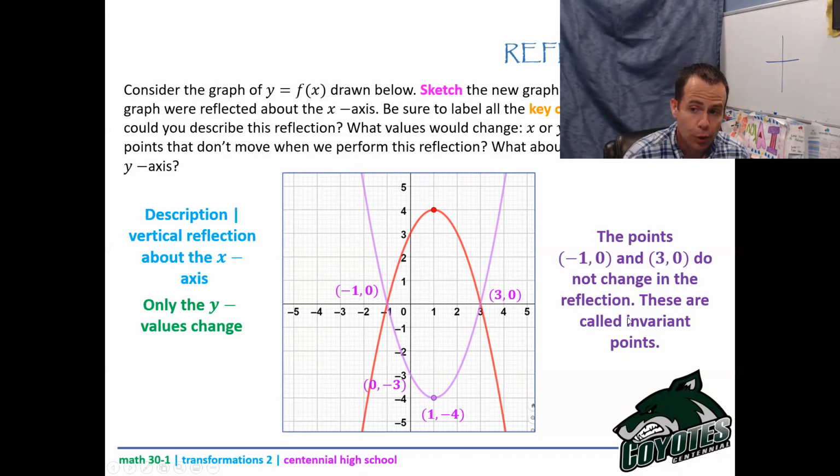Now, the word I want you to start getting used to is right here, invariant points. An invariant point is a point that remains unaltered when a transformation occurs, okay?